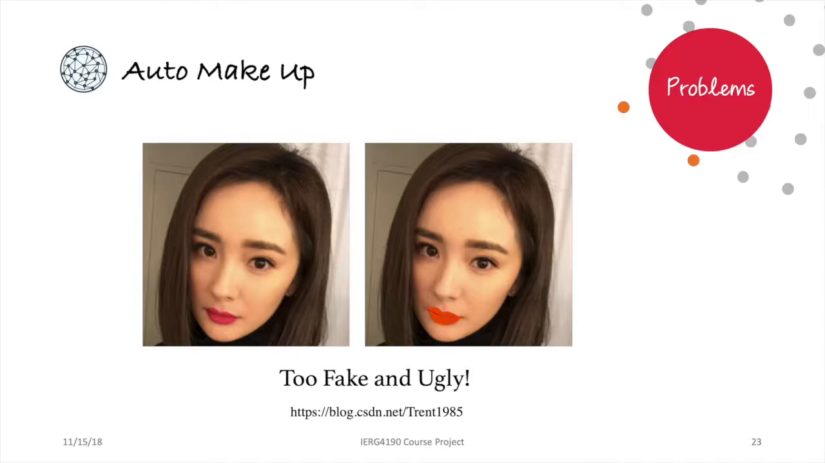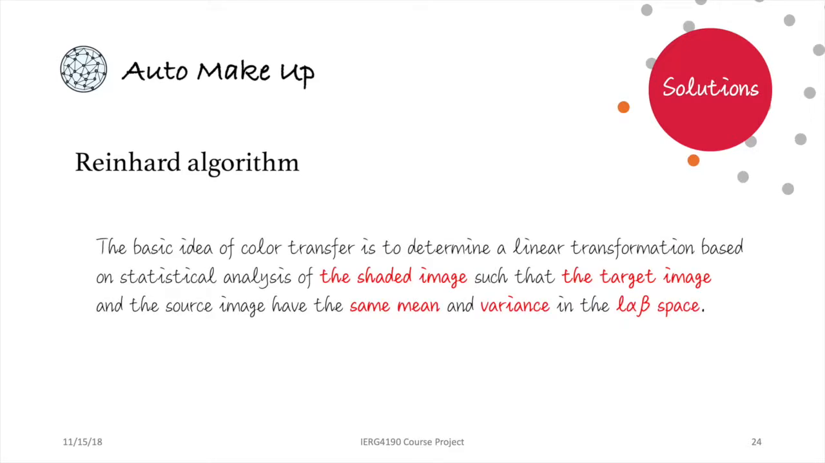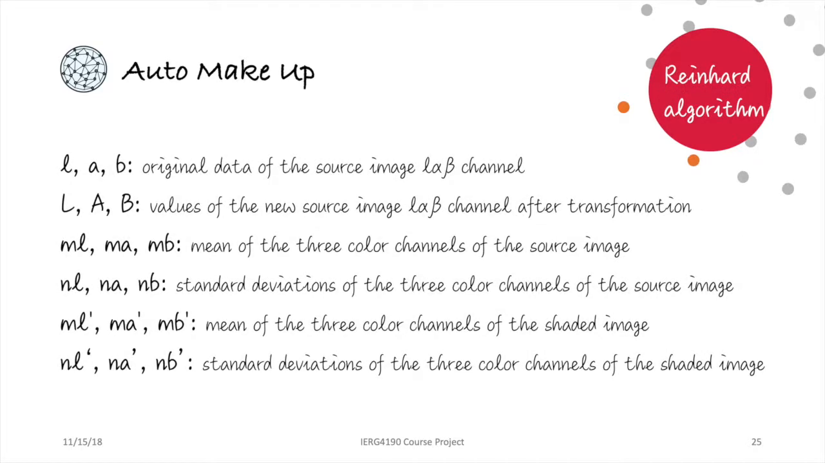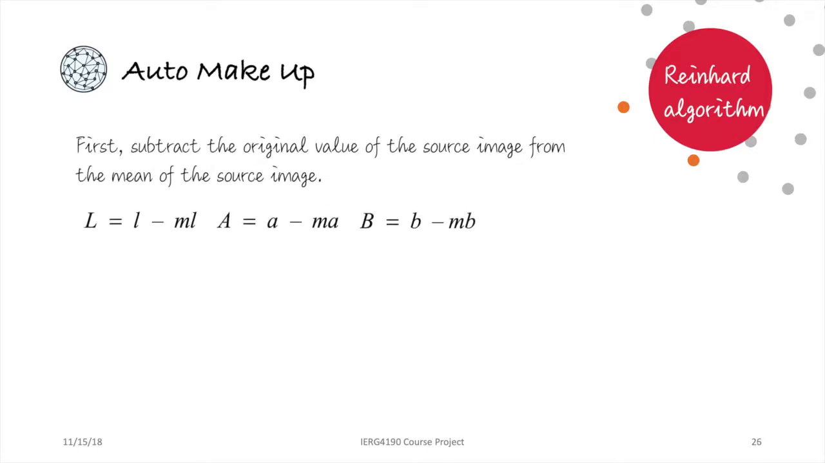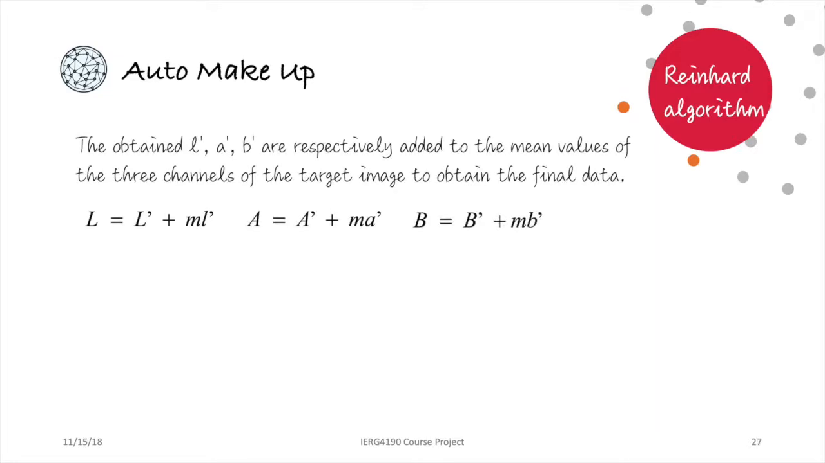Meitu uses the Reinhard algorithm to apply color transfer. The basic idea of color transfer is to get the same mean and variance in the L alpha beta space. The different parameters represent different values. First, subtract the mean of the source image from the original value of the source image. Then, the new data obtained is scaled, and the scaling factor is the ratio of the standard deviation of the 2 images. Then, L prime, alpha prime, beta prime are added to the mean values of the 3 channels of the target image to obtain the final data.